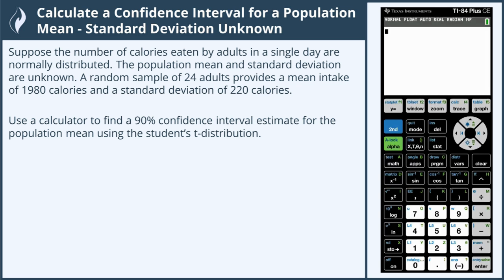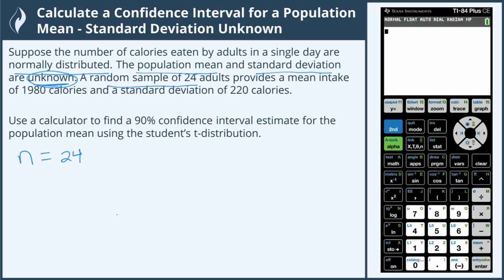So suppose the number of calories eaten by adults in a single day are normally distributed. I'm going to underline things that are important. The population mean and standard deviation are unknown. That's important. A random sample of, so I like that, I'm going to write that down. A random sample is n of 24 adults. N is 24. Provides a mean intake of.